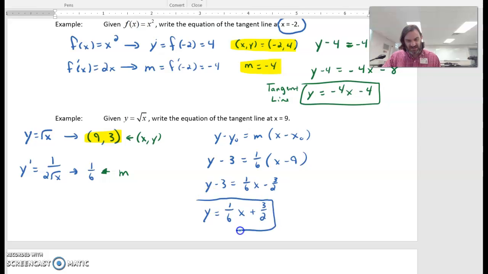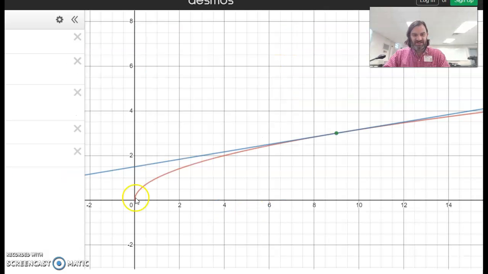Now once again, let's go try and graph this. I'm going to pause it to make everything move a little bit smoother. So from everything we just had, I've got the graph here. The red line is the square root of x. That was our function. That's our curve. Let's just put that by itself for a moment. Okay, and then I've got the point 9, 3 on the function. So then I'm going to graph the tangent line, which was 1/6x plus 3/2, and it butts right up against there.